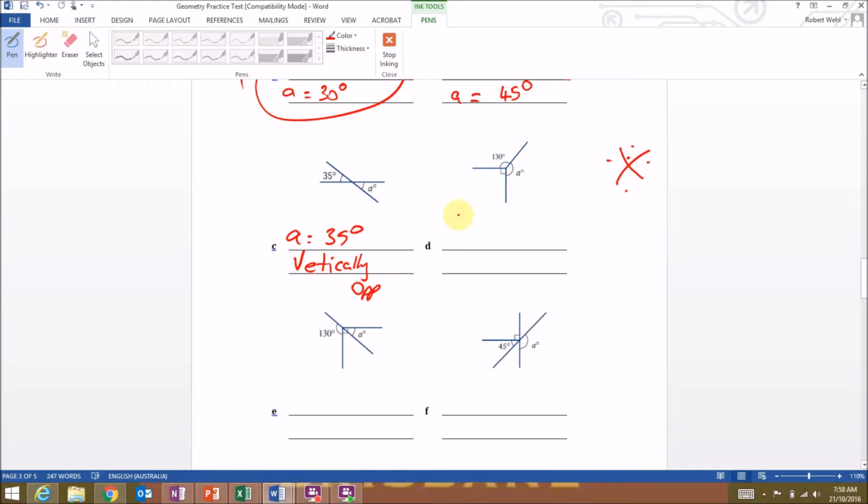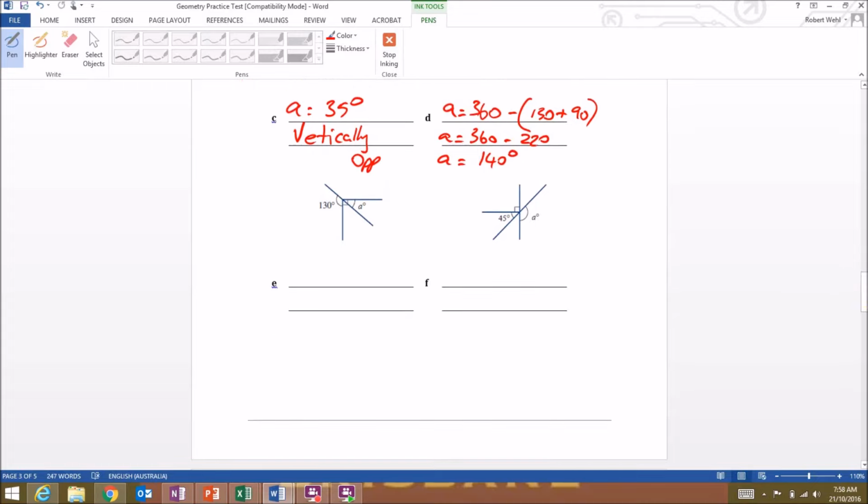With this one, A equals, obviously this is a revolution. So A is going to equal 360 degrees, take away this angle and this angle. This angle is 130 degrees and this angle is 90 degrees. So you're going to do 360, take away 220, which leaves you with 140 degrees.